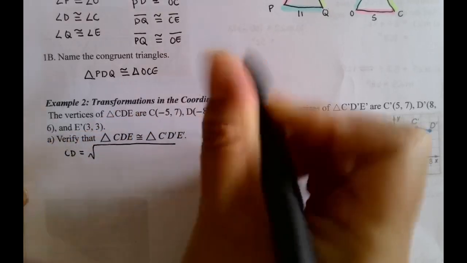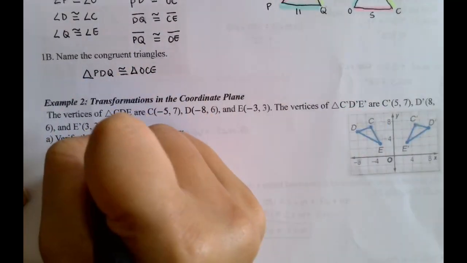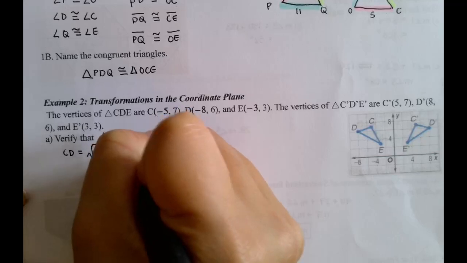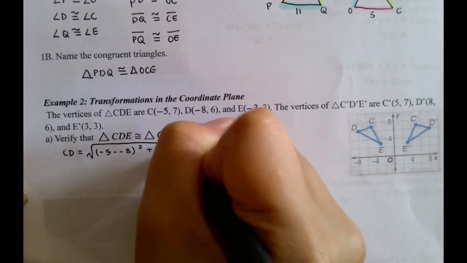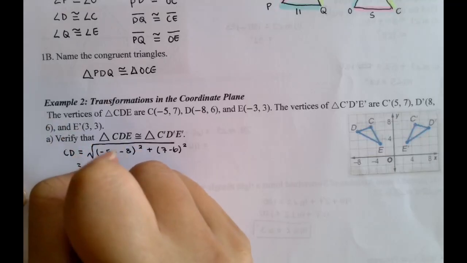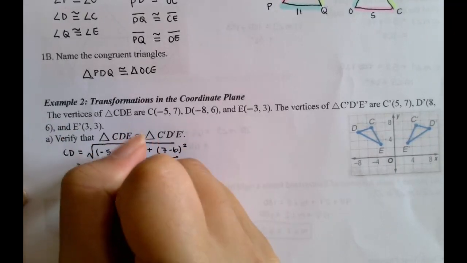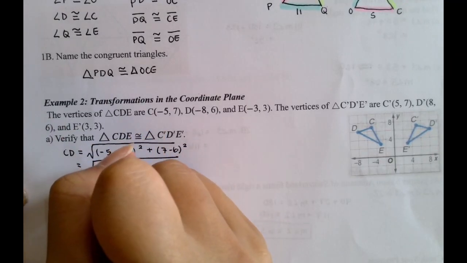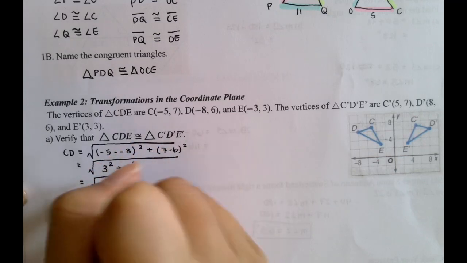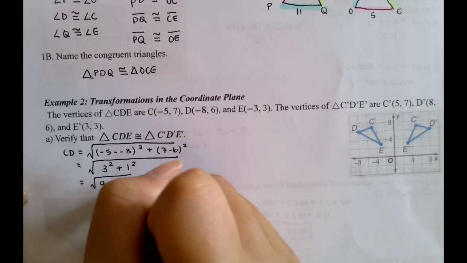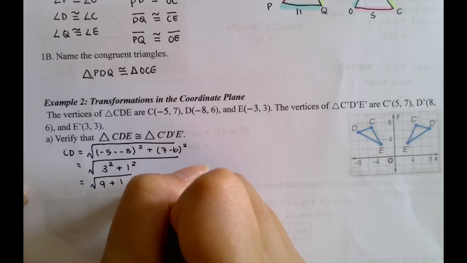So that'll be (-5 minus -8) squared plus (7 minus 6) squared. Negative 5 minus a negative is plus, so this becomes plus 8. So this is 3 squared. 7 minus 6 is 1. 3 squared is 9. 1 squared is 1. So this becomes the square root of 10.